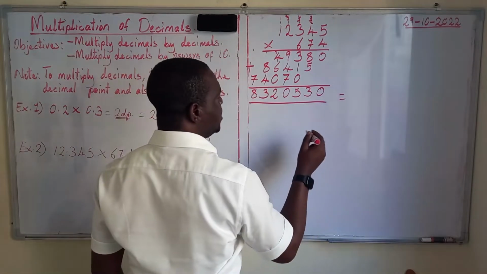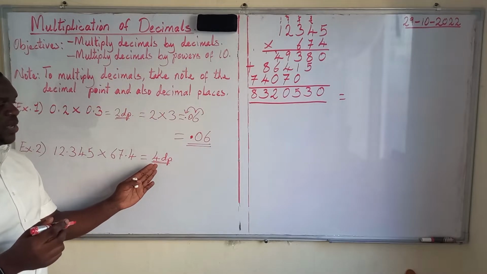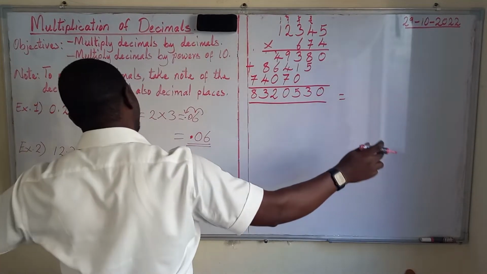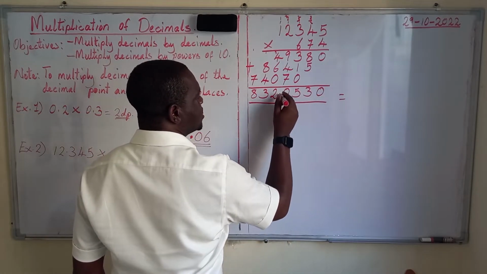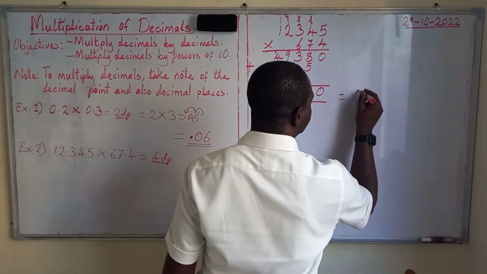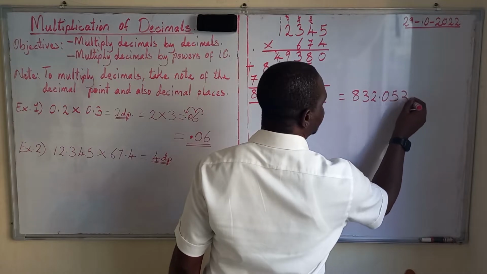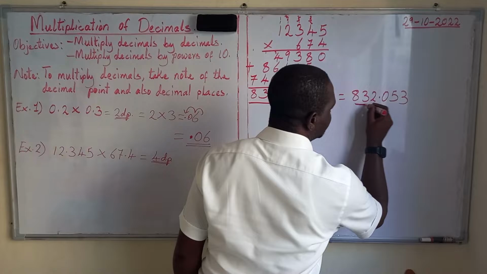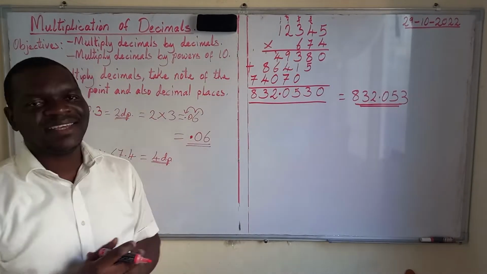So the answer will be, first you count the number of decimal places which we had, and we had 4 decimal places. So we count from right to left 4 times. 1, 2, 3, 4. So our decimal point will be fixed here, and the final answer will be 832.053. You can add this 0 or you can leave it. The answer will still be correct. So this is our final answer as far as this is concerned.